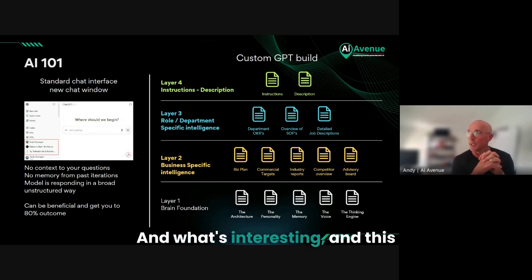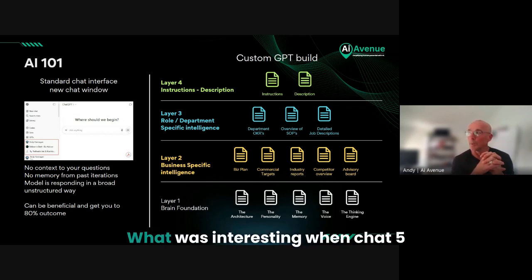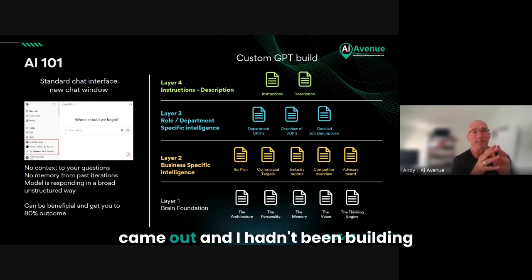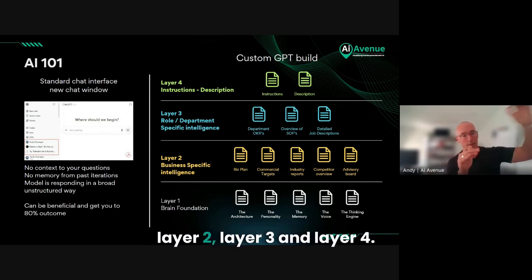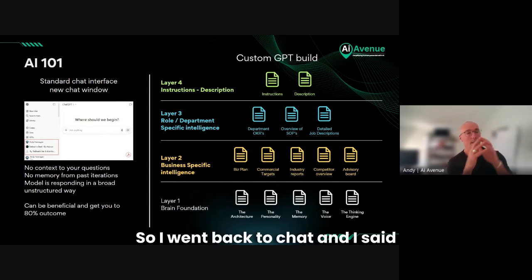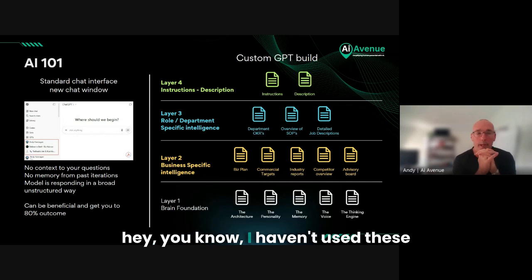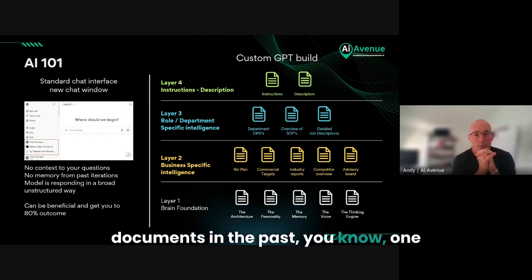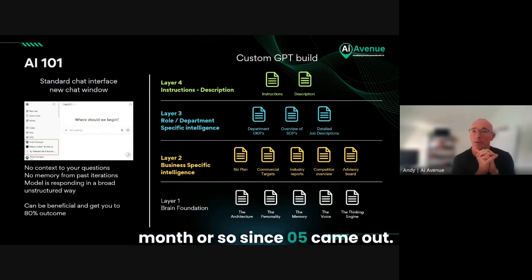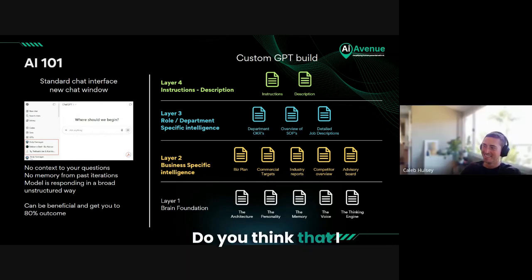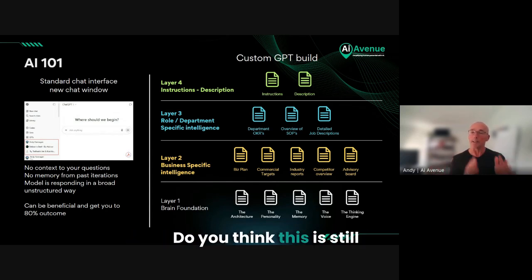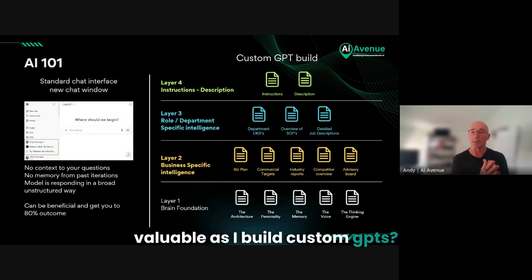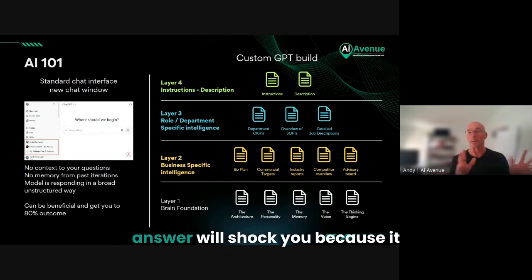And what's interesting, and this is a great use case as well, when Chat 5 came out, I hadn't been building my custom GPTs with the layer 1 foundation. I'd just gone into layer 2, layer 3, and layer 4. So I went back to Chat and I said, hey, I haven't used these documents in the past month or so since 5 came out. Do you think that I should still do this? And that's a great question, right? Do you think this is still valuable as I build custom GPTs? And it will give you the answer, and the answer will shock you.